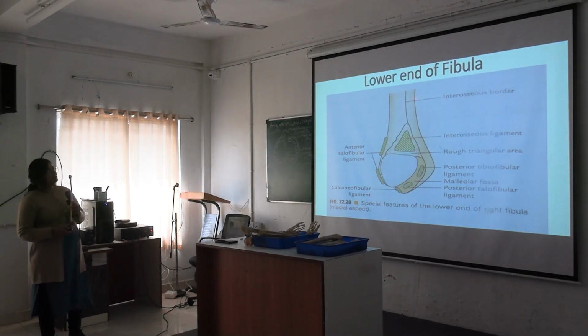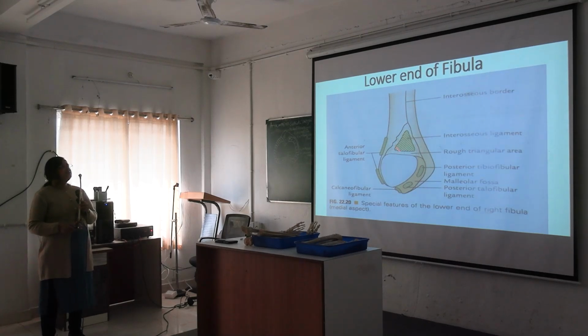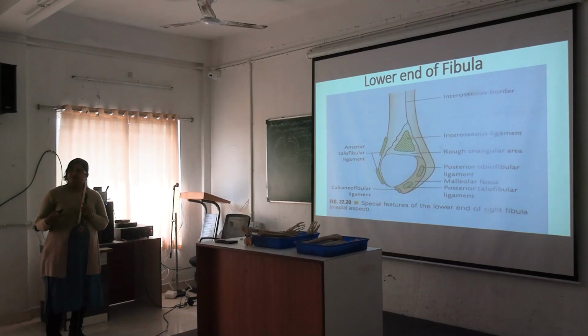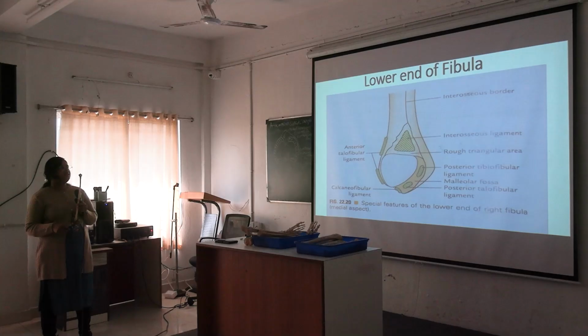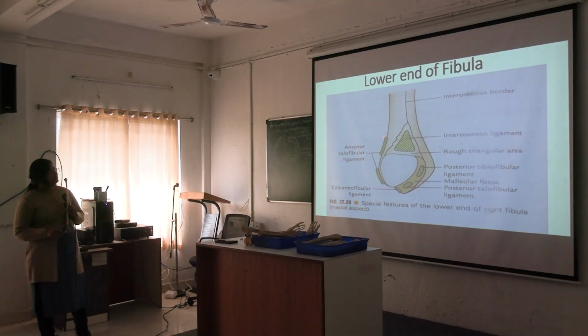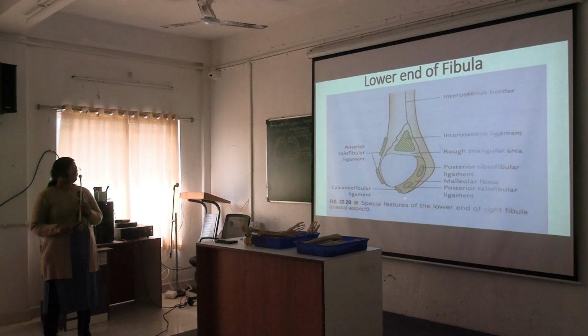So see here, this is medial surface, this is triangular rough area, give attachment to the interosseous ligament connecting the lower end of tibia and fibula, forming inferior tibiofibular joint. This is the triangular facet articulates with the talus, and this is malleolar fossa below and behind this facet. Gives attachment to these two ligaments, posterior tibiofibular ligament, posterior talofibular ligament, and along the anterior margin these ligaments are attached. Anterior talofibular ligament, and the calcaneofibular ligament. Okay, understood?